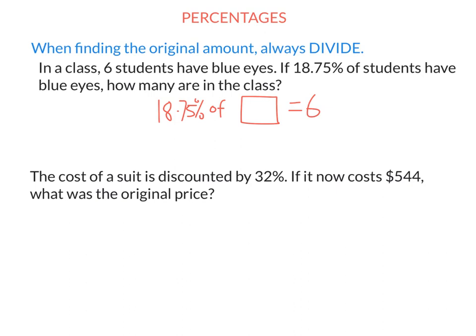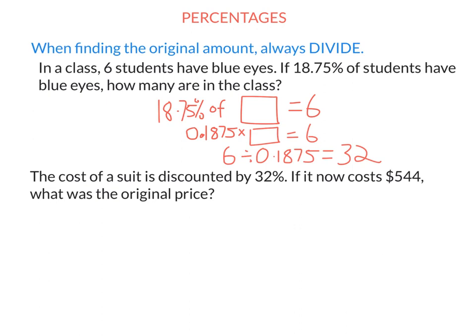So if I want to find what number goes in the box, remember, if I'm finding 18.75% of something, I'm timesing it by 0.1875. 18.75 divided by 100, that's how you convert percentages into decimals. You just divide them by 100. So 0.1875 times however many are in the class is equal to 6. So to find what goes in the box, I undo timesing by 0.1875 by dividing. So I just go 6 divided by 0.1875, and on the calculator that will give you 32.